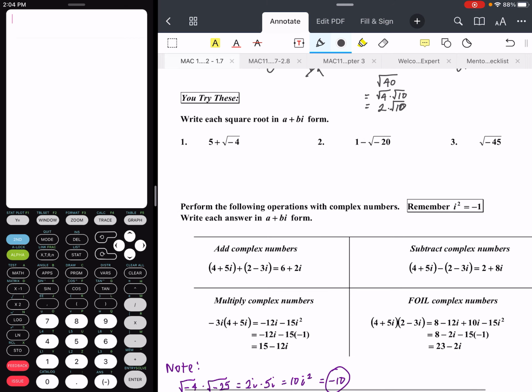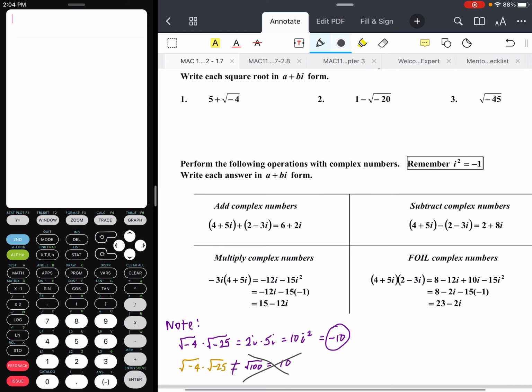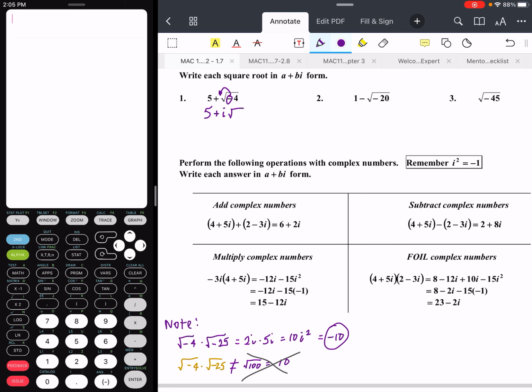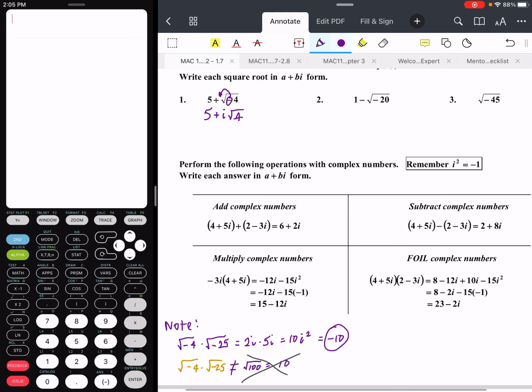Okay, so looking at number 1, it says write each square root in a plus bi form. So first, I'm just going to pull out my i. 5 plus i, square root of 4. And then we know the square root of 4 is 2, so I could write 5 plus i times 2. But I'm just going to make this look prettier as 5 plus 2 times i, 5 plus 2i. So that's my final answer.